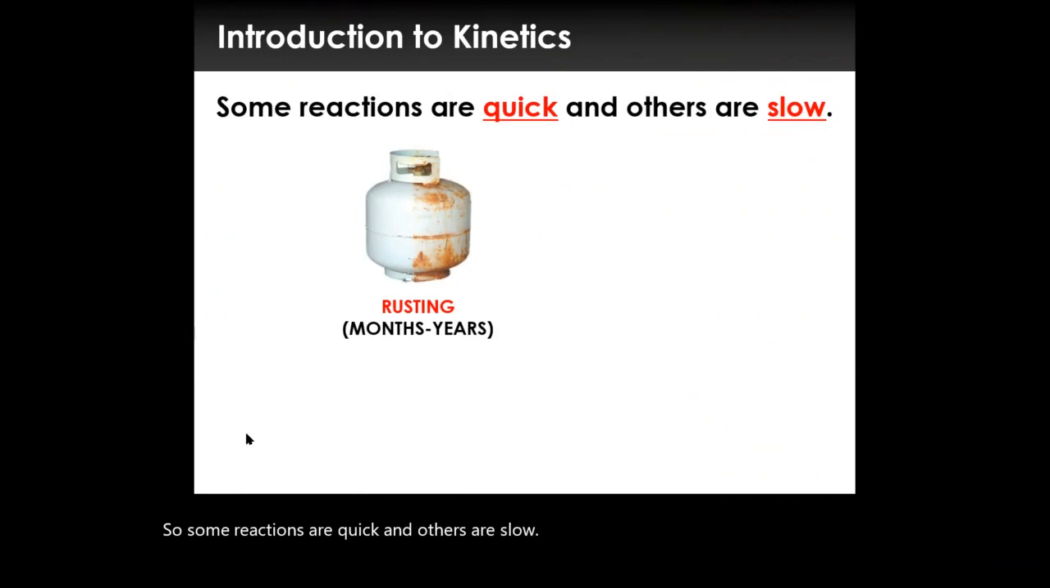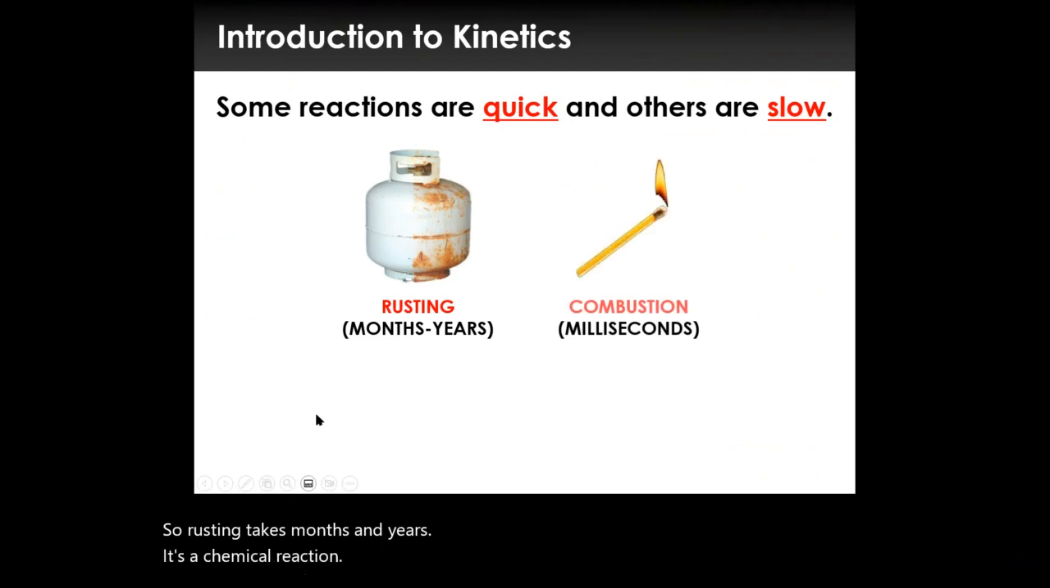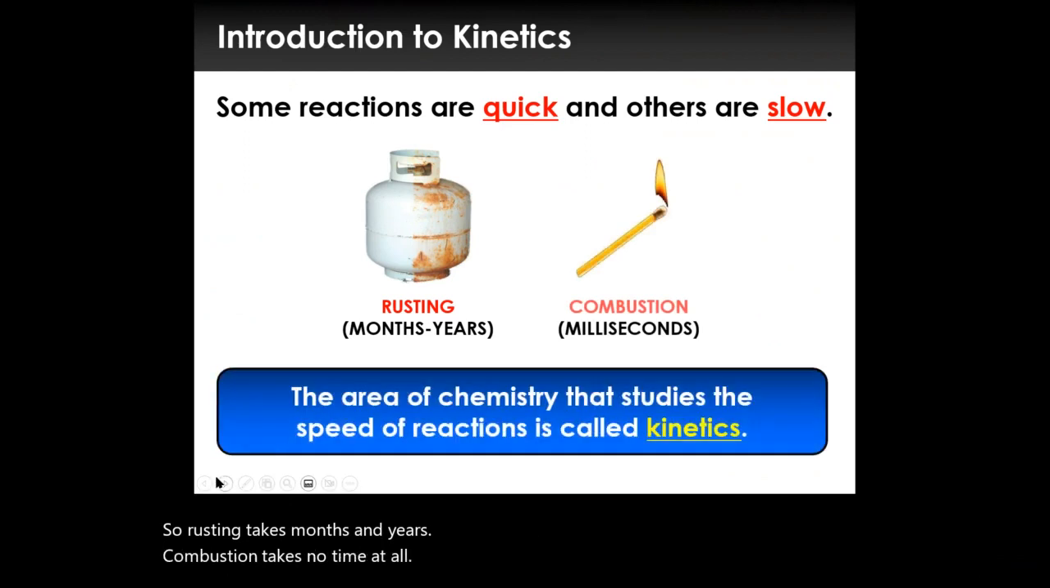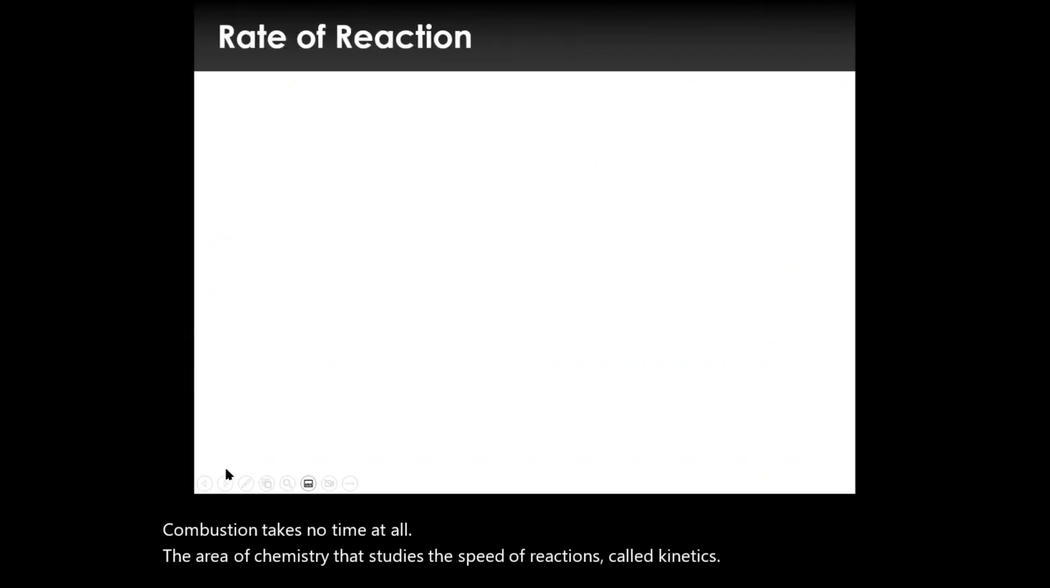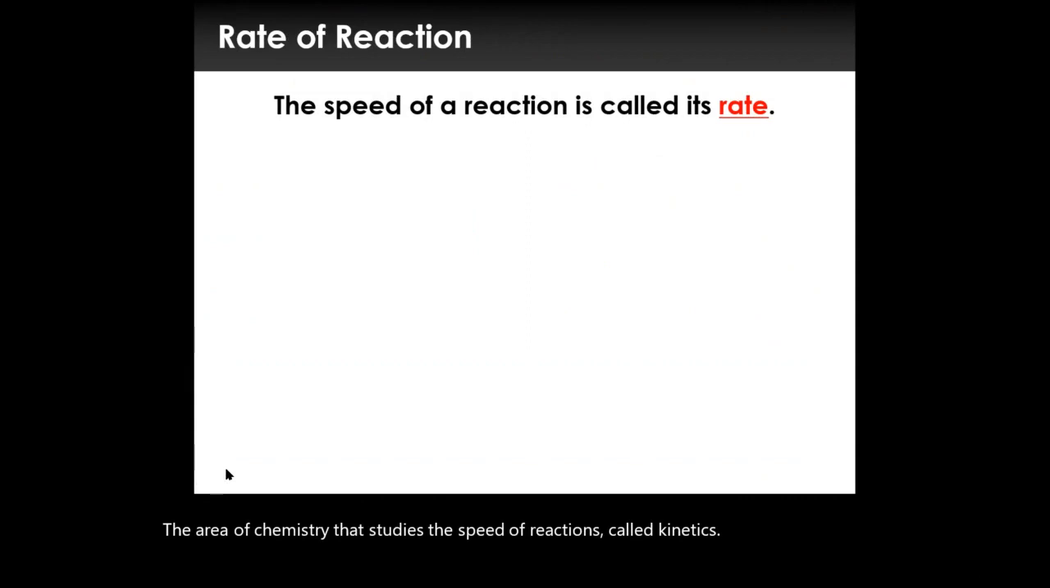So rusting takes months and years. It's a chemical reaction. Combustion takes no time at all. The area of chemistry that studies the speed of reactions is called kinetics. The speed of the reaction is called the rate.